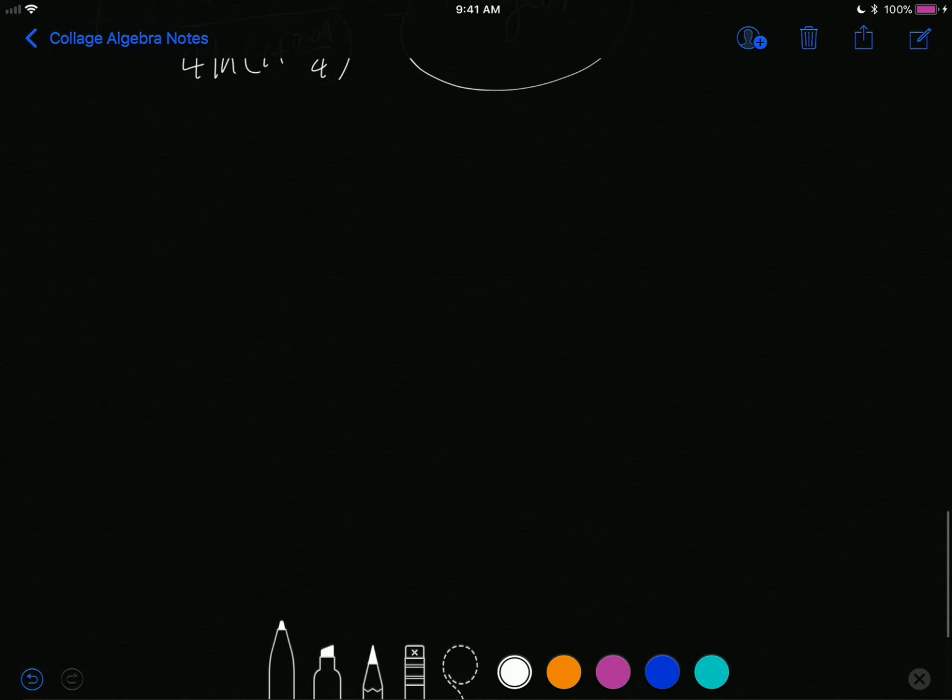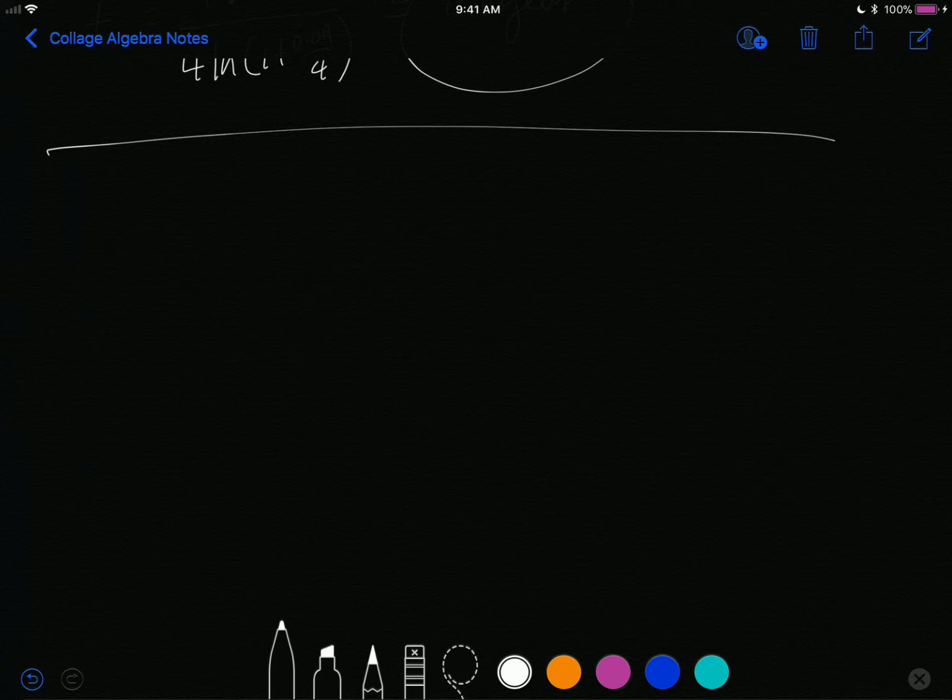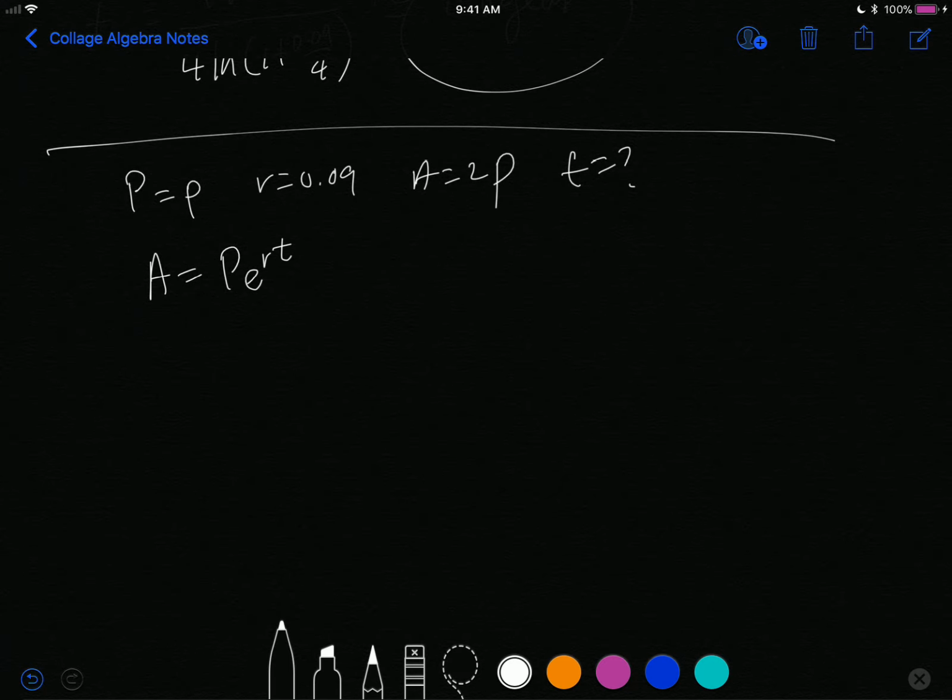Now, with continuous compounding and the same problem, so how long will it take your money to double? So the principal is P. The interest rate R is 0.09, and the amount at the end is going to be 2P. And again, we're looking for T. We don't need N when you're compounding continuously, because technically N is infinity. And so with this right here, we set up our equation. A is equal to P e^(rt), P-E-R-T.